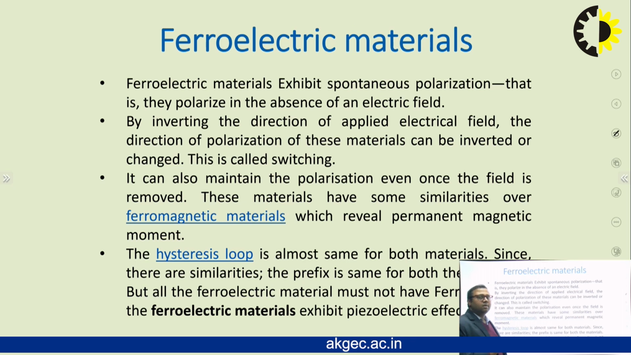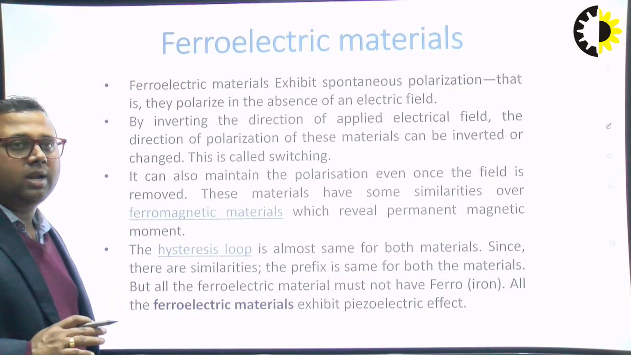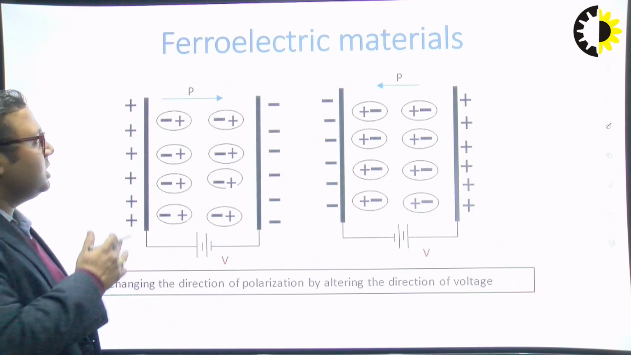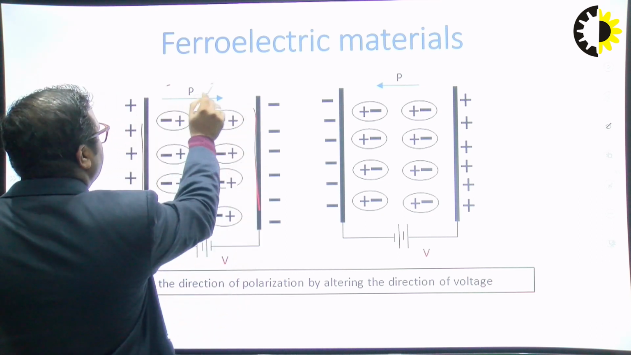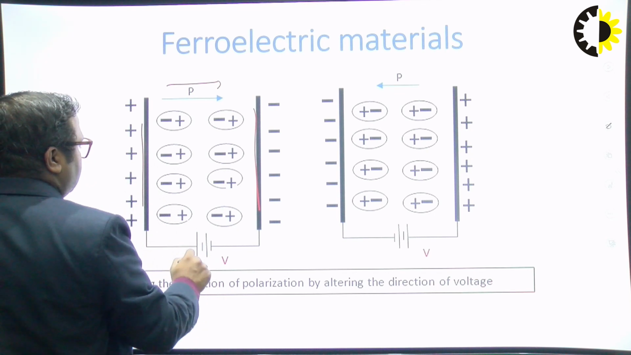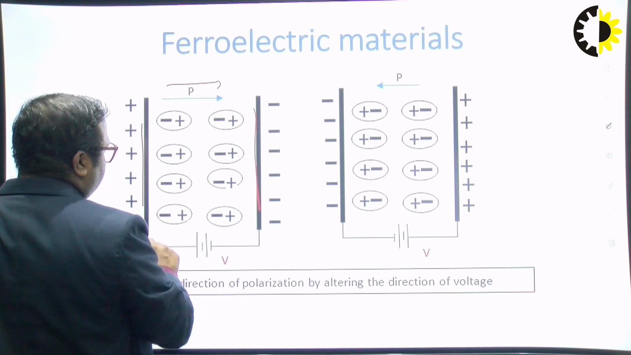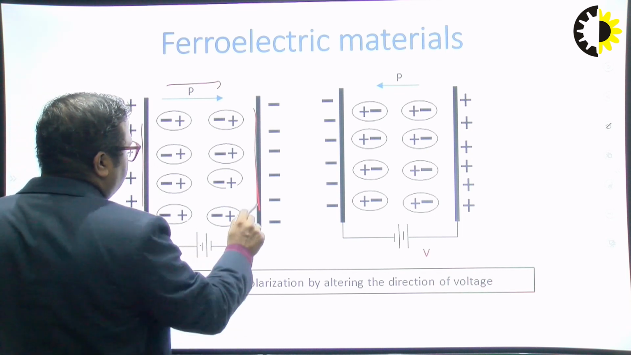These materials have some similarities with the ferromagnetic materials, which reveal permanent magnetic moment. So the hysteresis loop is almost the same for both the materials, since the prefix is similar for both. Piezoelectric effect. You can see that these are the two capacitor plates, and this is the external field, and this is the battery. The positive terminal is connected to this capacitor plate, and the negative terminal is connected to the other.